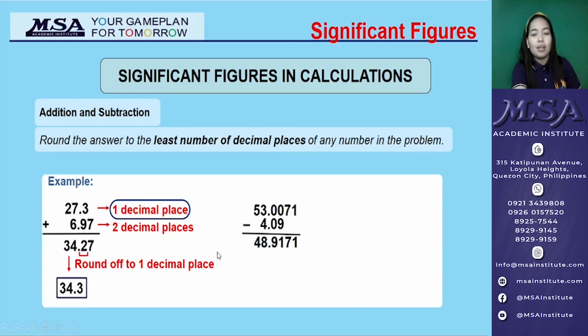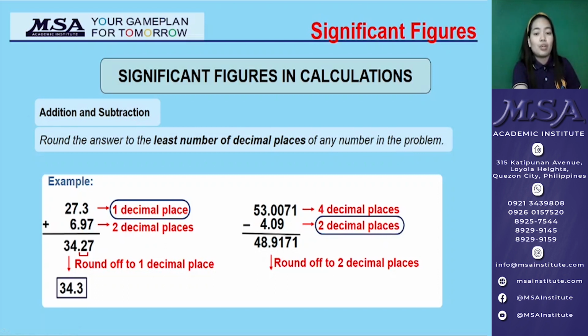Okay, let's have subtraction. 53.0071 minus 4.09 will give us an answer of 48.9171. Now, this one has 4 decimal places, this one has 2 decimal places, so the final answer should have at least 2 decimal places. The next number after the 1 is 7, so we can round this one up to 2. So the final answer will be 48.92. So remember that when we are multiplying and dividing, we will consider the least significant figures, but for adding and subtracting, it will be the least number of decimal places.